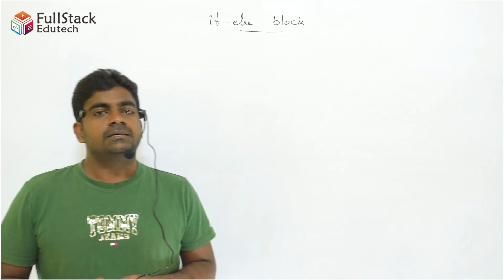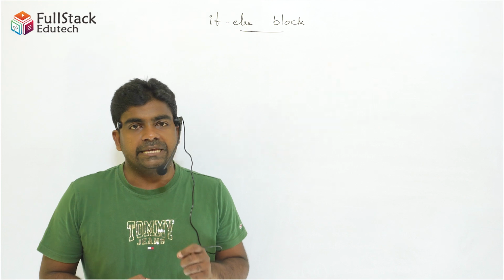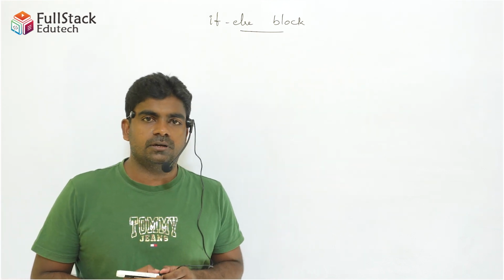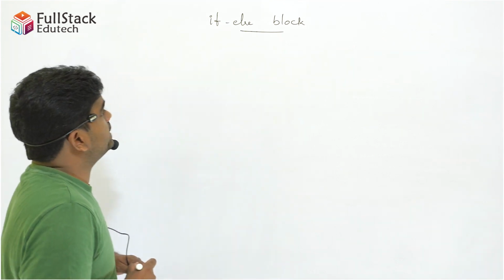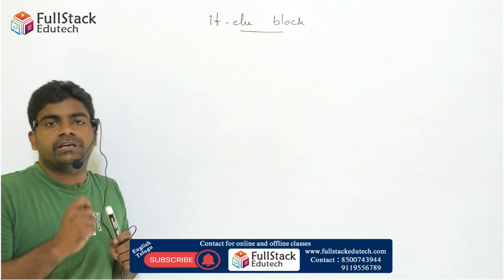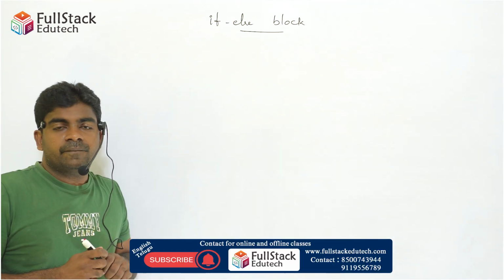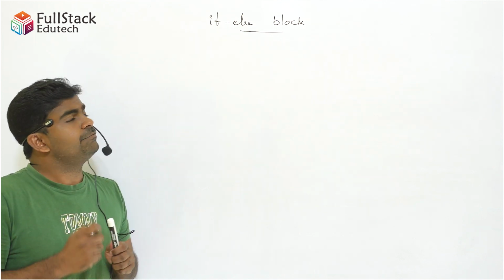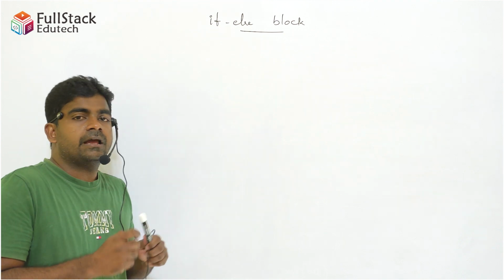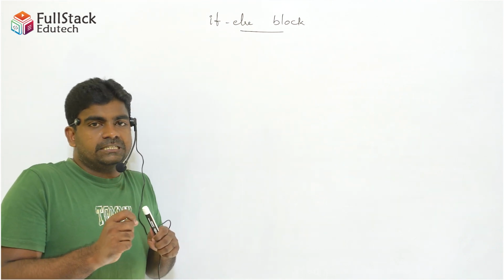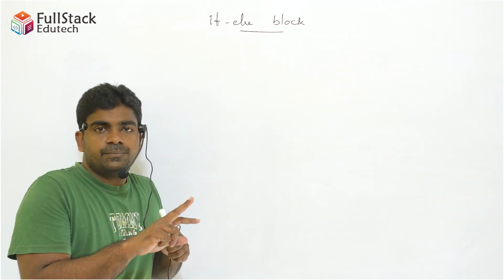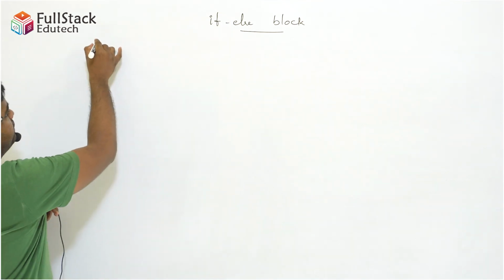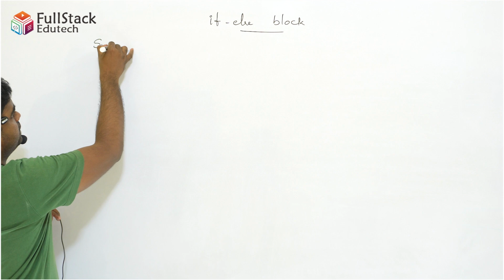Hi everyone. In this video, I'm going to explain another conditional statement called the if-else block. So what is an if-else block and where exactly do we use it? In the last video, we clearly discussed the if block statement. When there are two situations, an either-or situation, we use the if-else block. See here, how can we write the syntax of the if-else block?